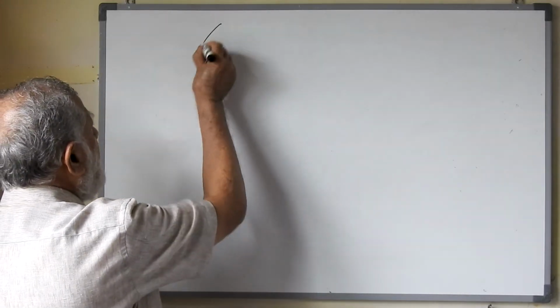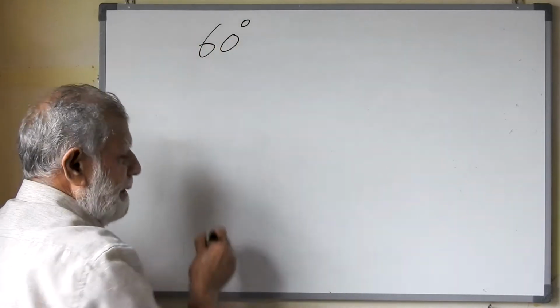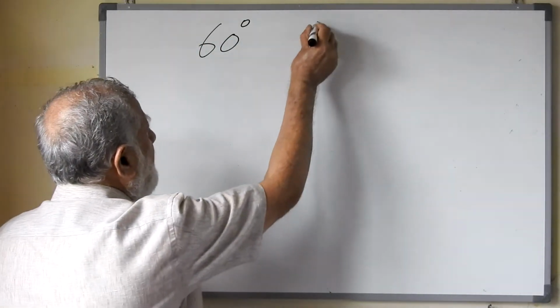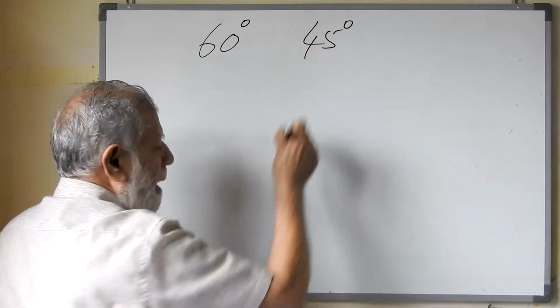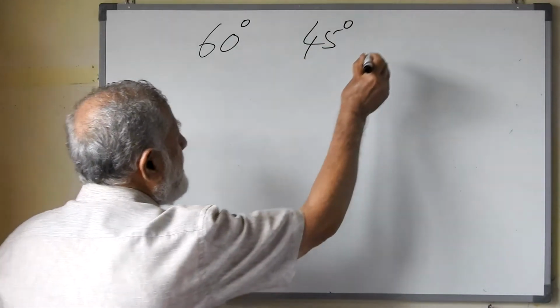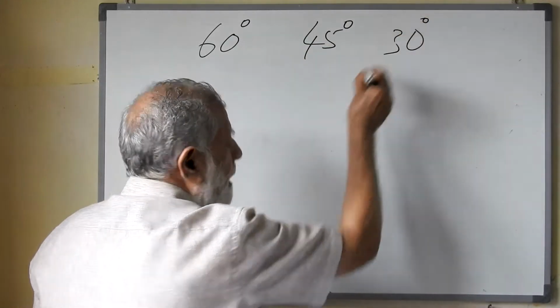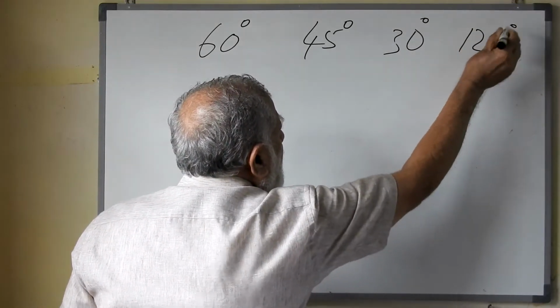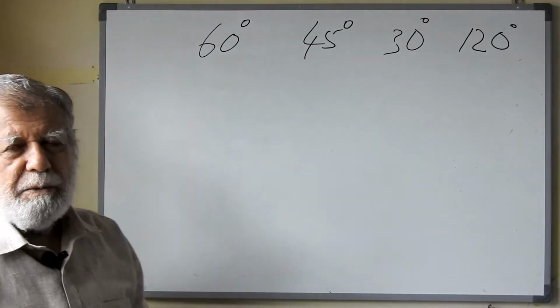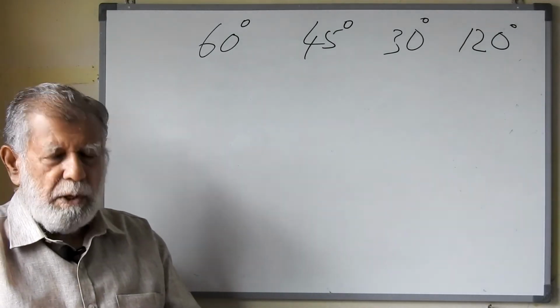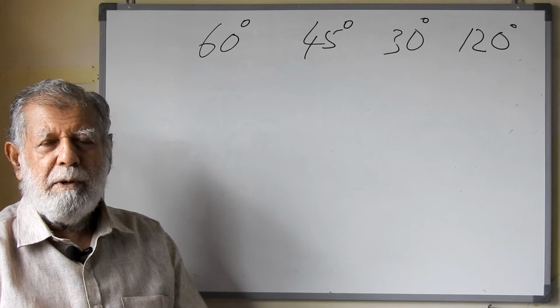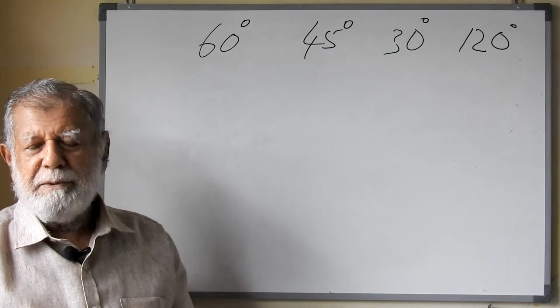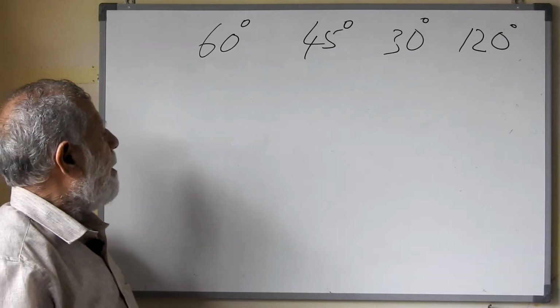First of all, we are going to study how to construct 60 degrees, then how to construct 45 degrees, how to construct 30 degrees, and how to construct 120 degrees. Now, in construction we can't use the protractor; we have to use only the ruler, compass and pencil. So first of all, how to draw 60 degrees?